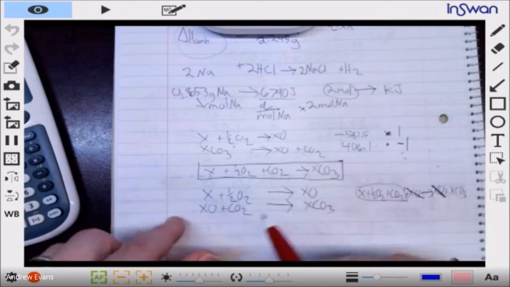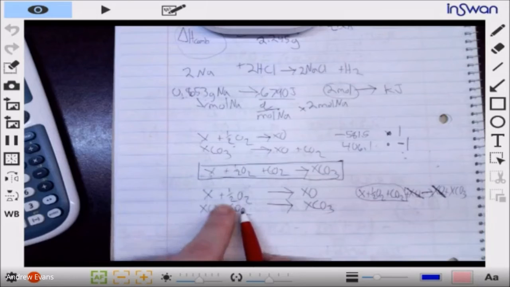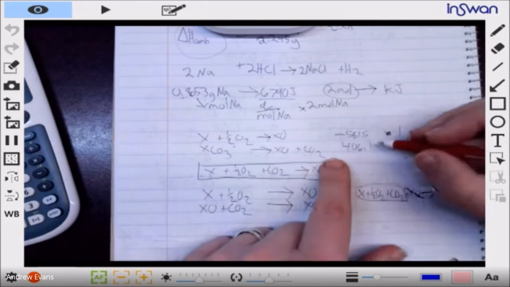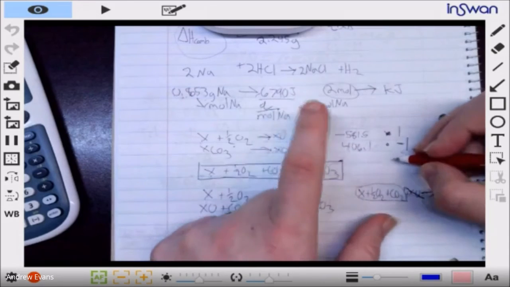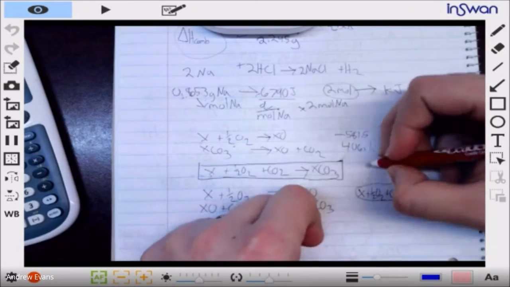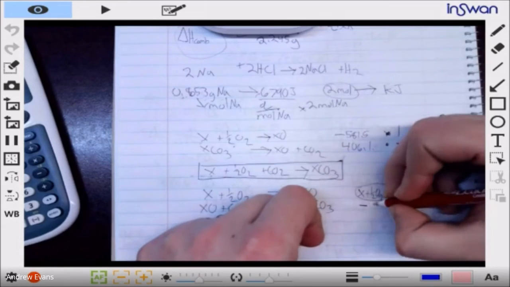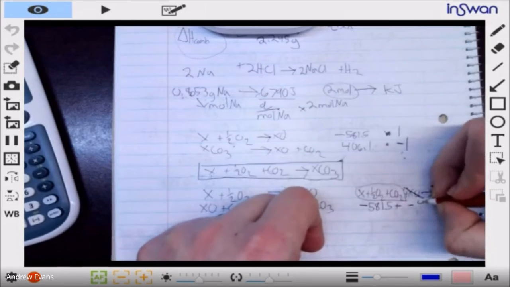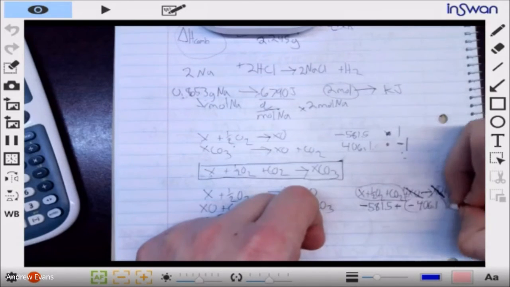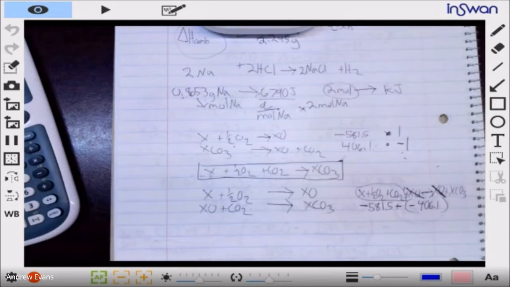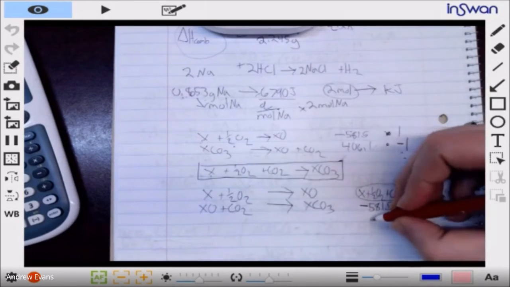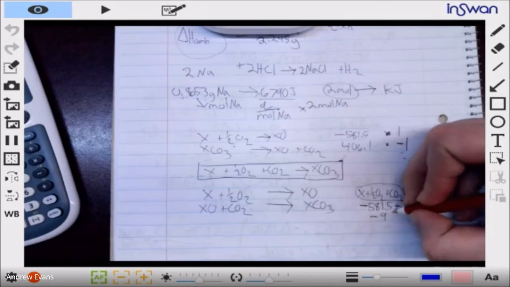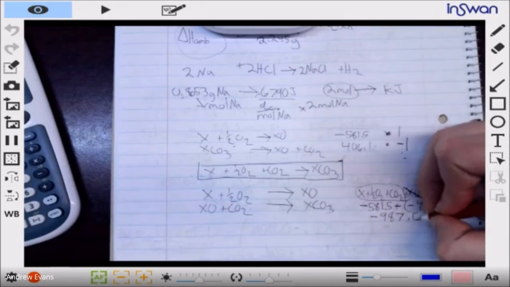So I flipped equation 2, and then I added these together. Flipping equation 2 and adding it to equation 1 means I have negative 581.5 plus negative 406.1, because equation 2 was positive; when I flip it, it becomes negative. So I would add those together, and you get negative 987.6.